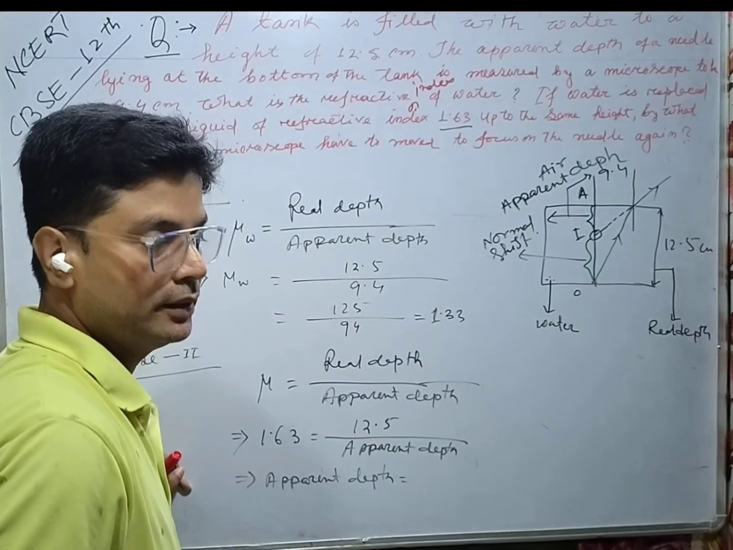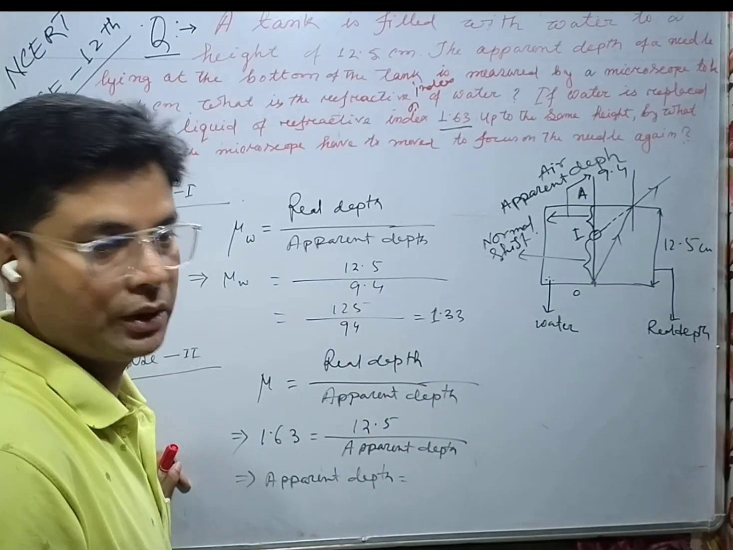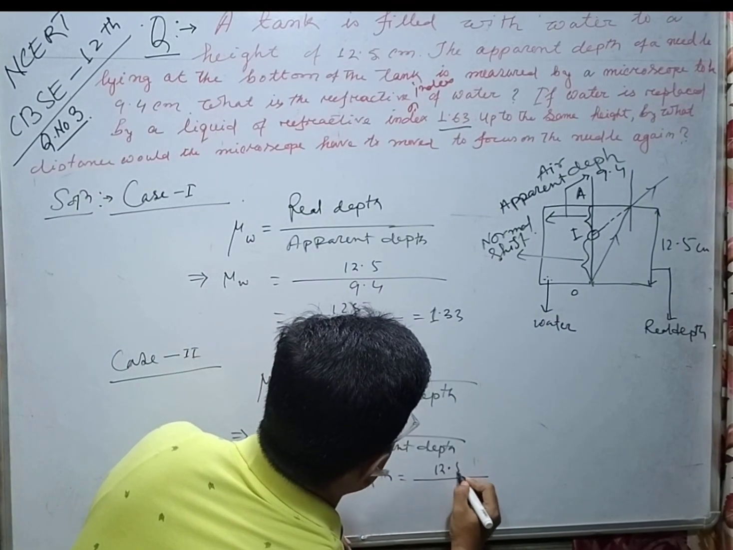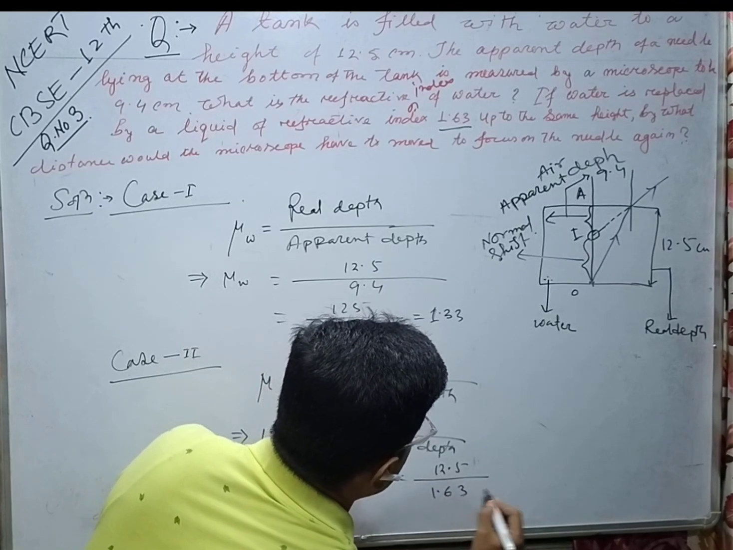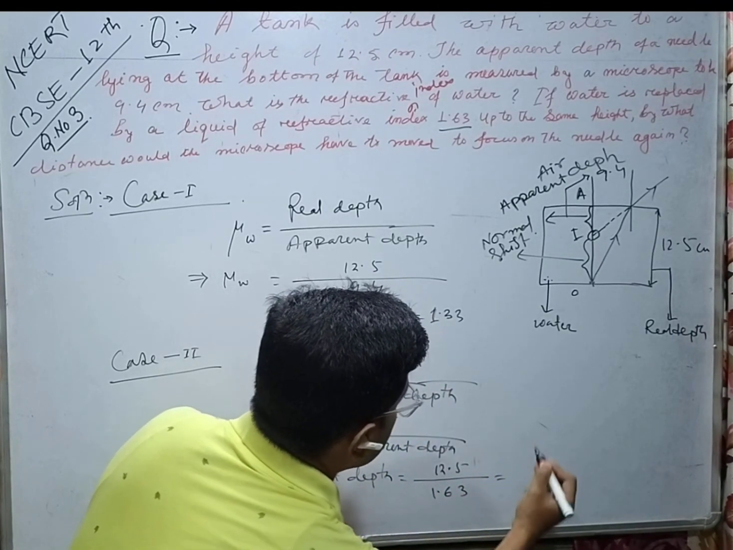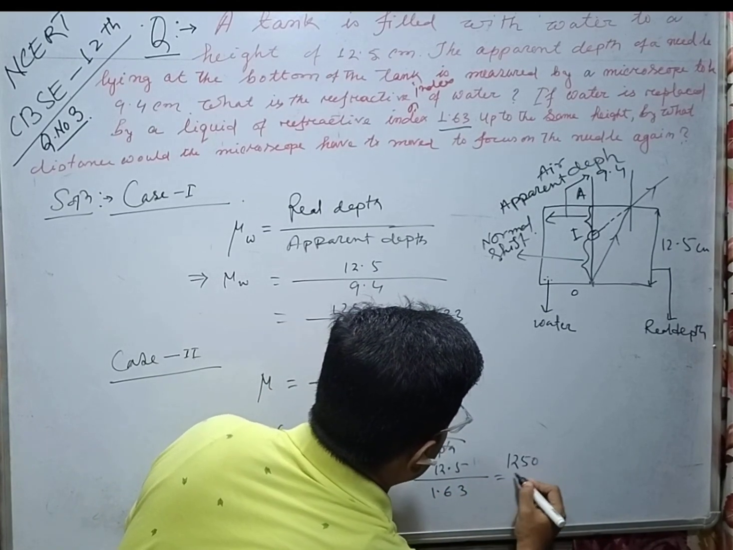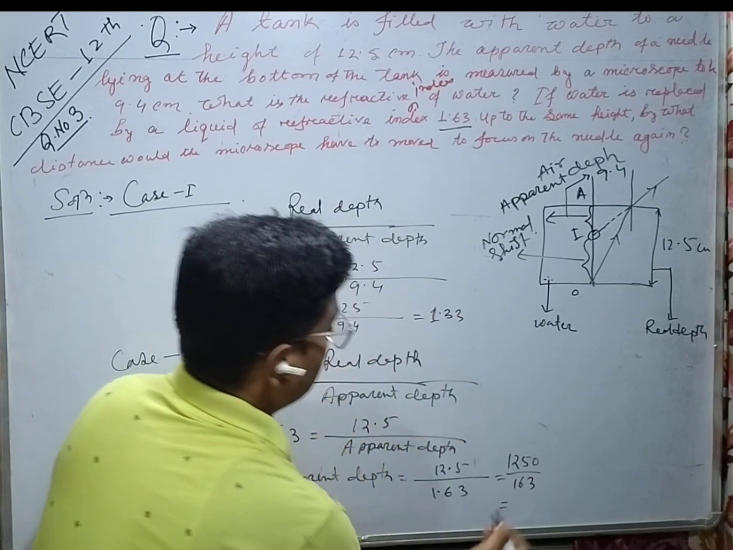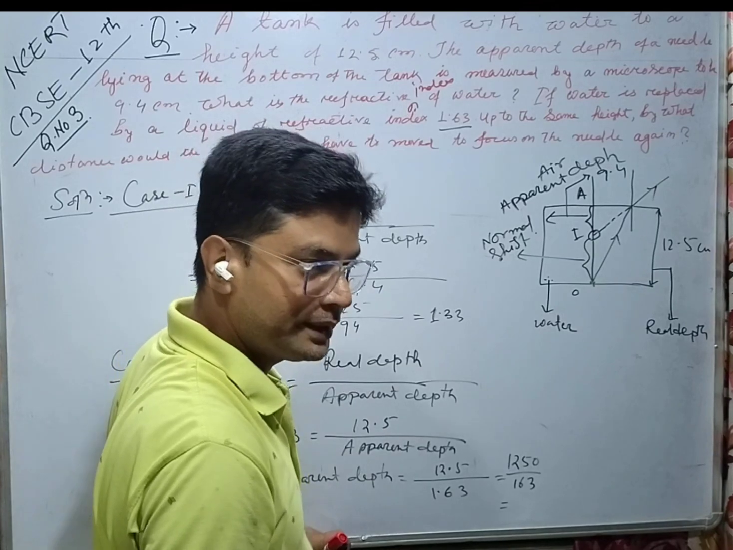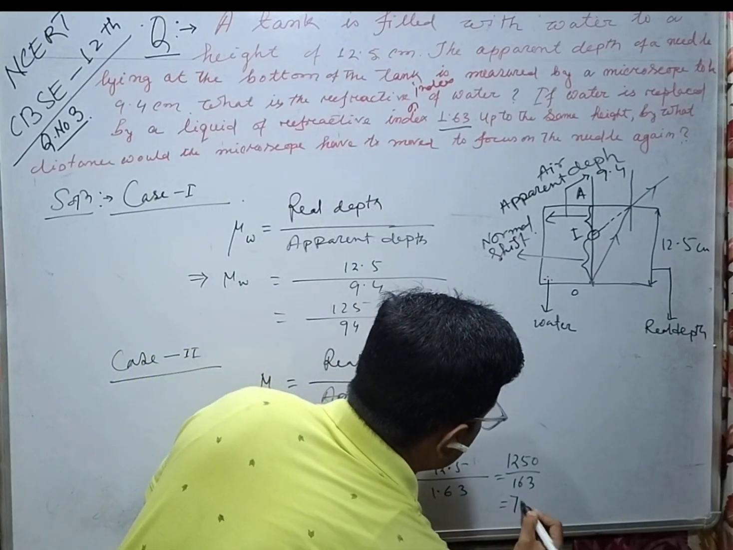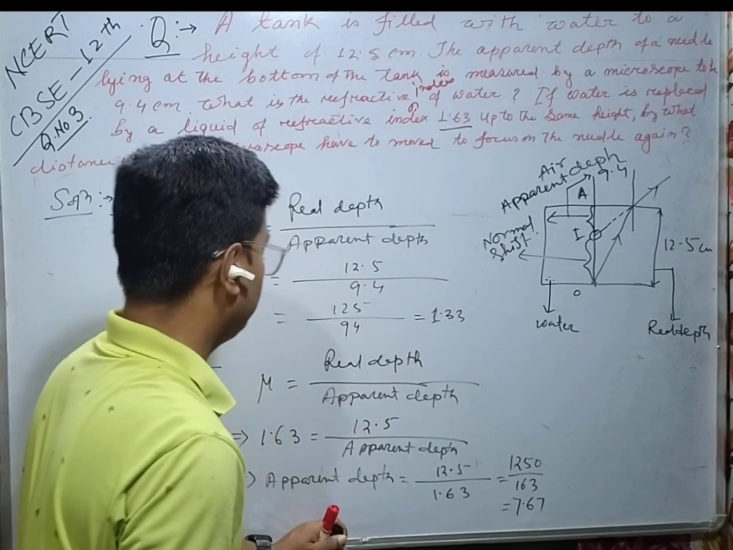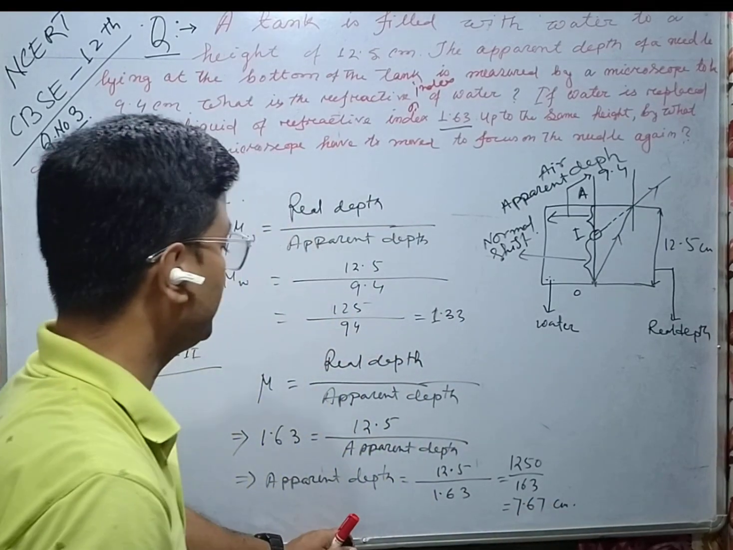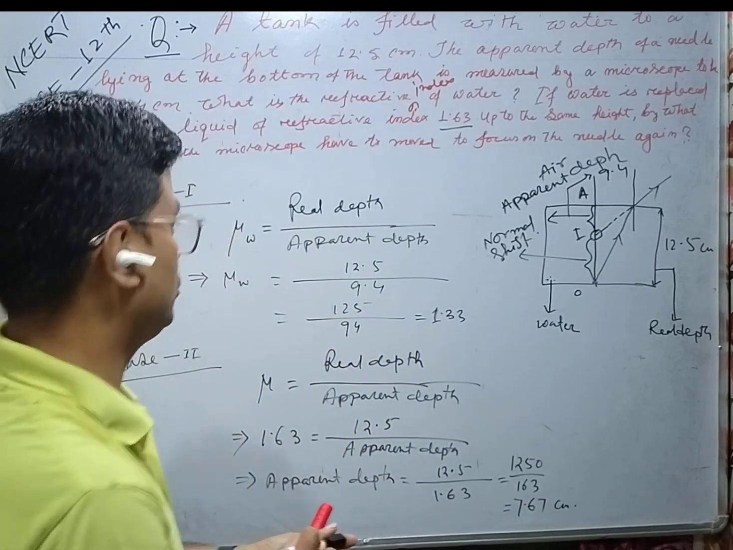The rest is simple mathematics. Apparent depth is equal to 12.5 by 1.63. By calculating this, I will have 1250 by 163. By dividing 1250 by 163, I will have 7.67. It means the apparent depth will be 7.67.